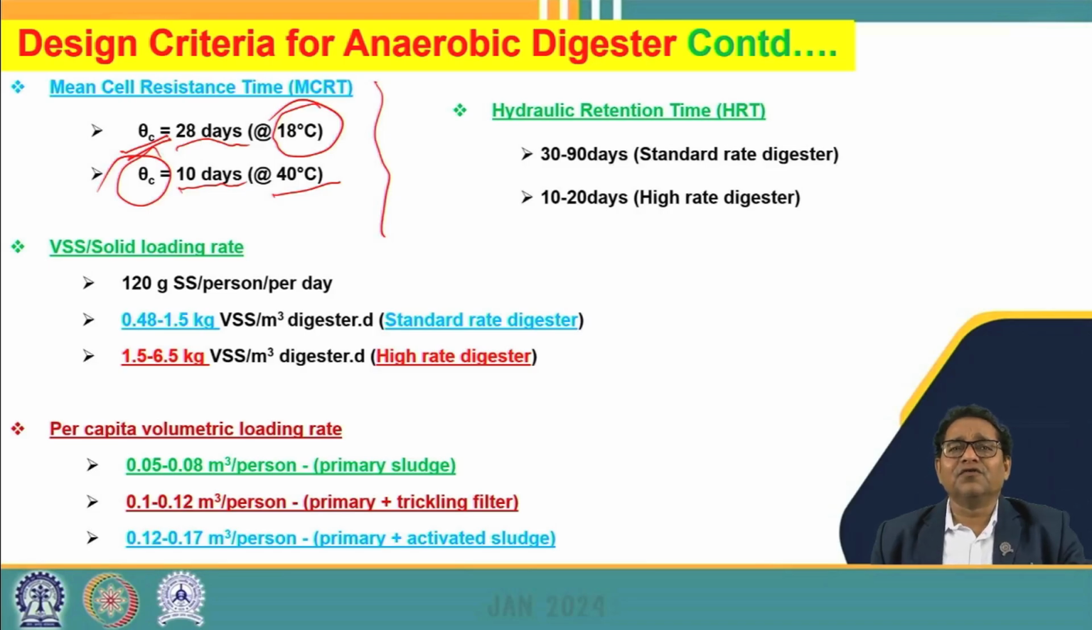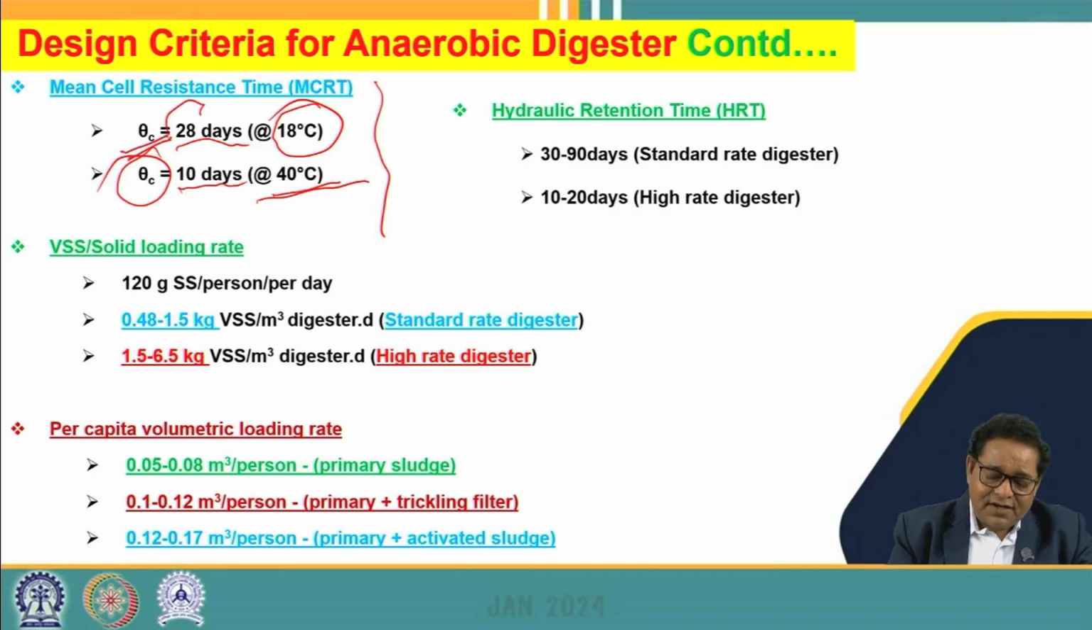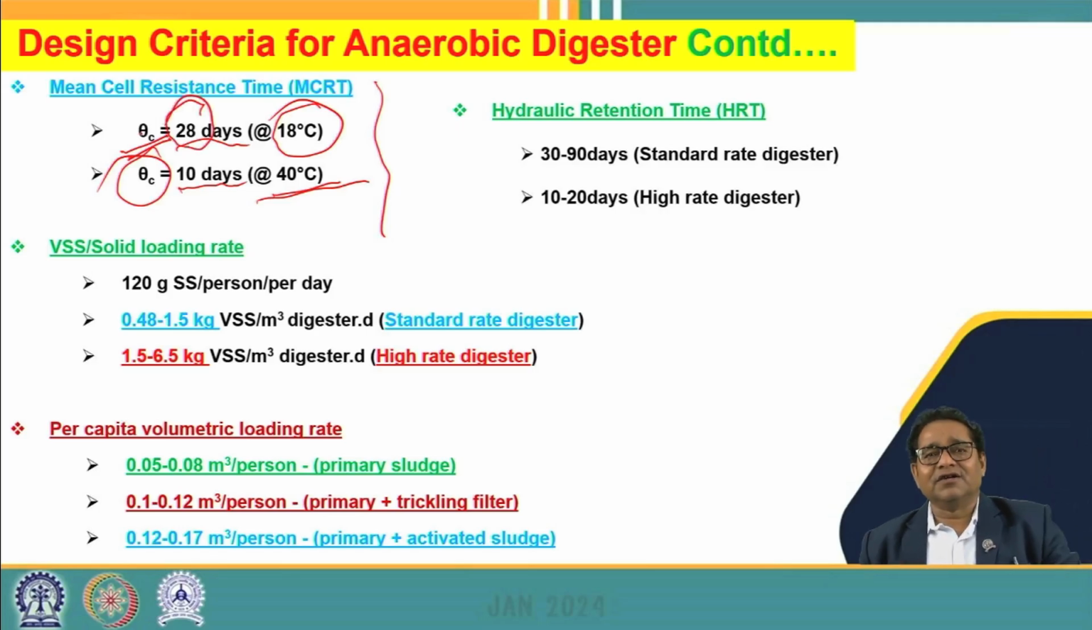So this shows that if we do the heating and maintain a high temperature in the digester, a high rate digester, then the MCRT value should be taken as very less, that is 10 days. Whereas in the case of a standard rate digester, this should be taken as 30 days, or 28 days, as a higher detention time for sludge is required.